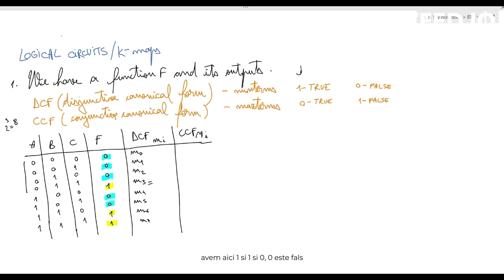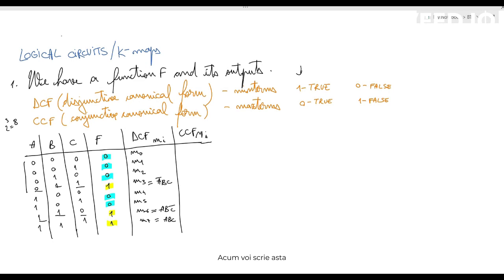Now, a minterm is a product, so we have here 1 and 1. And 0. 0 is false, which means A is false and B and C are true. At 6, we have this is 0, which is false, 1, 1. We have A, B, C negated. And here we have A, B, C.